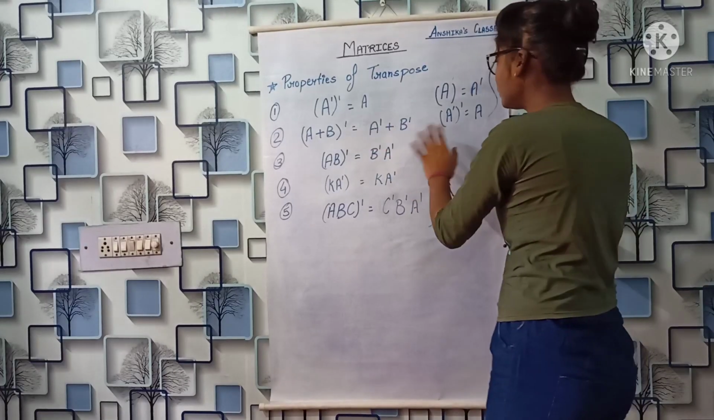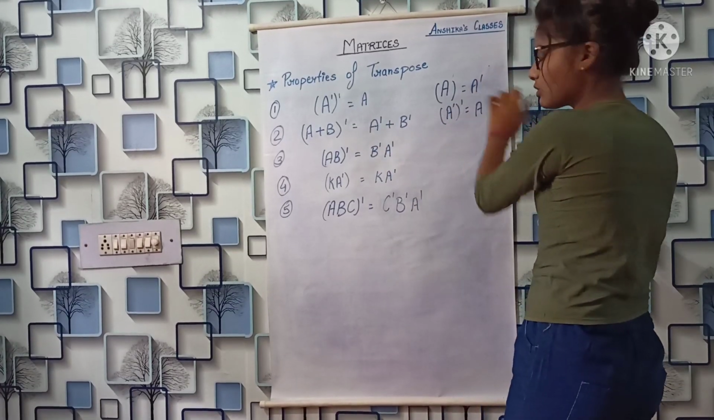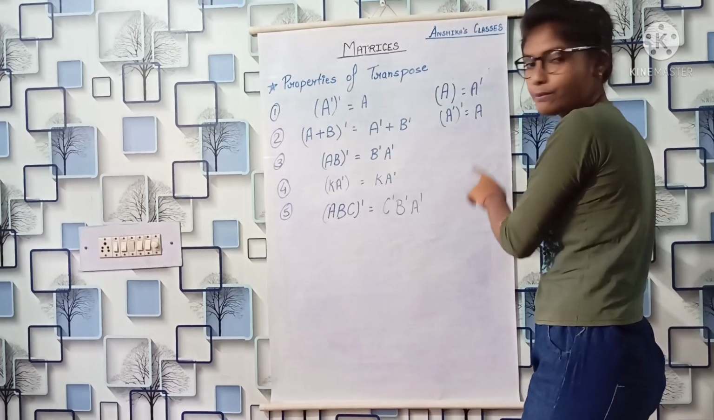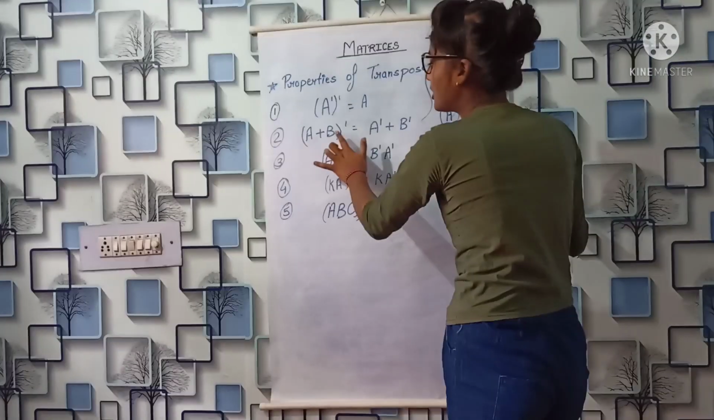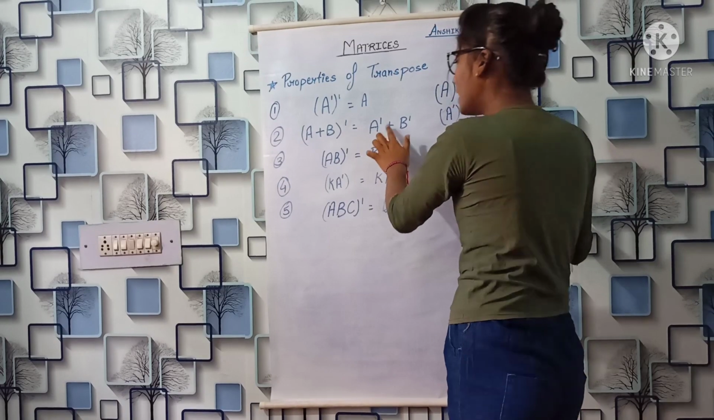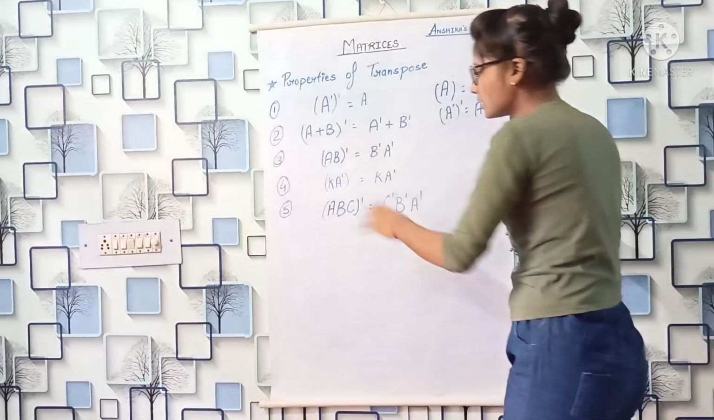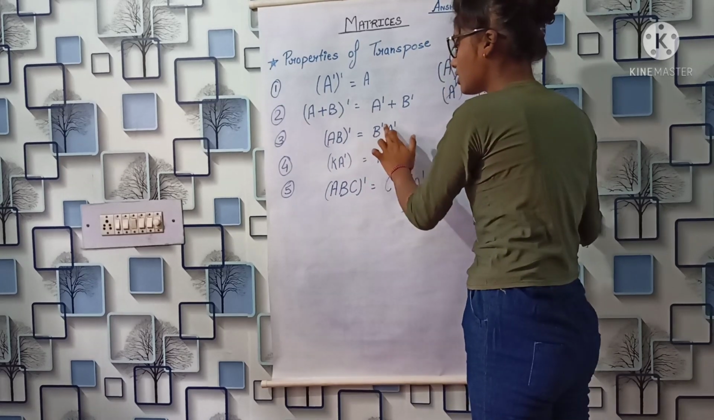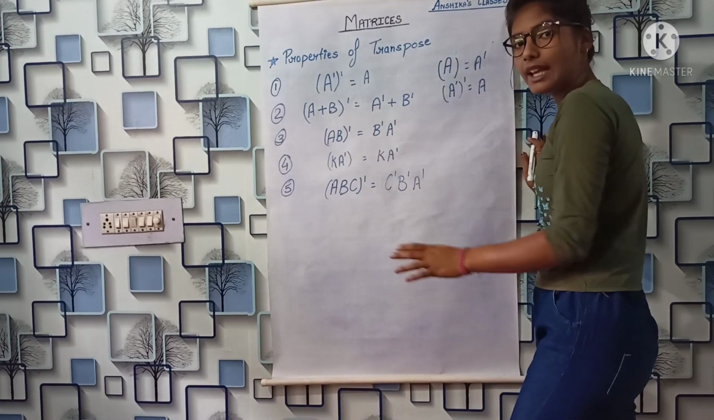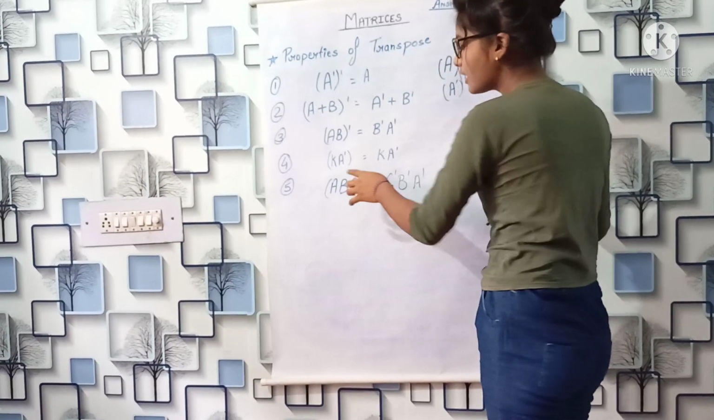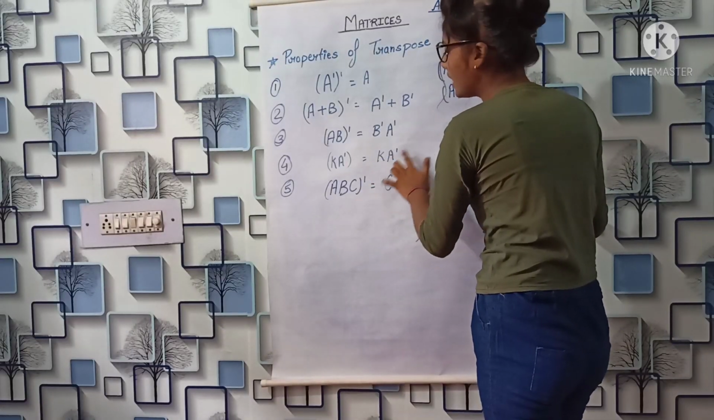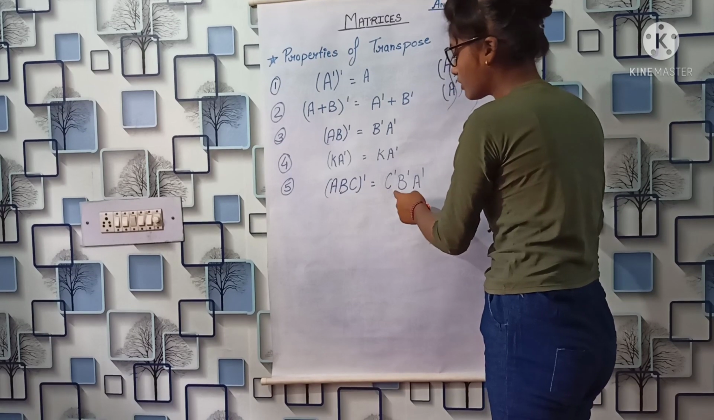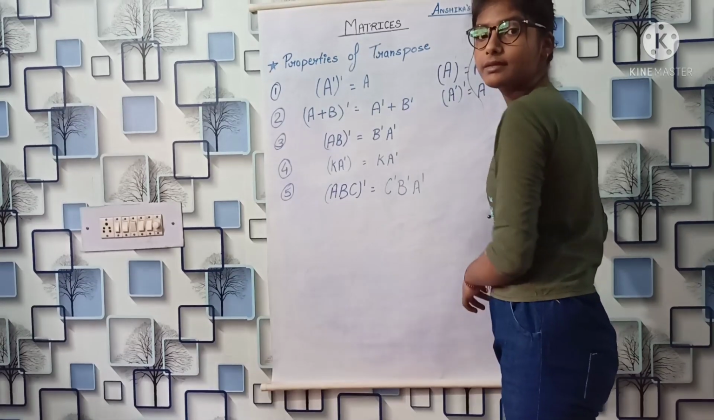So A dash whole dash is equal to A. Then A plus B whole dash is equal to A dash plus B dash. And the third one is A B whole dash is equal to B dash A dash. Then if K is a constant, K A whole dash is equal to K A dash. Then A B C whole dash is equal to C dash B dash A dash.